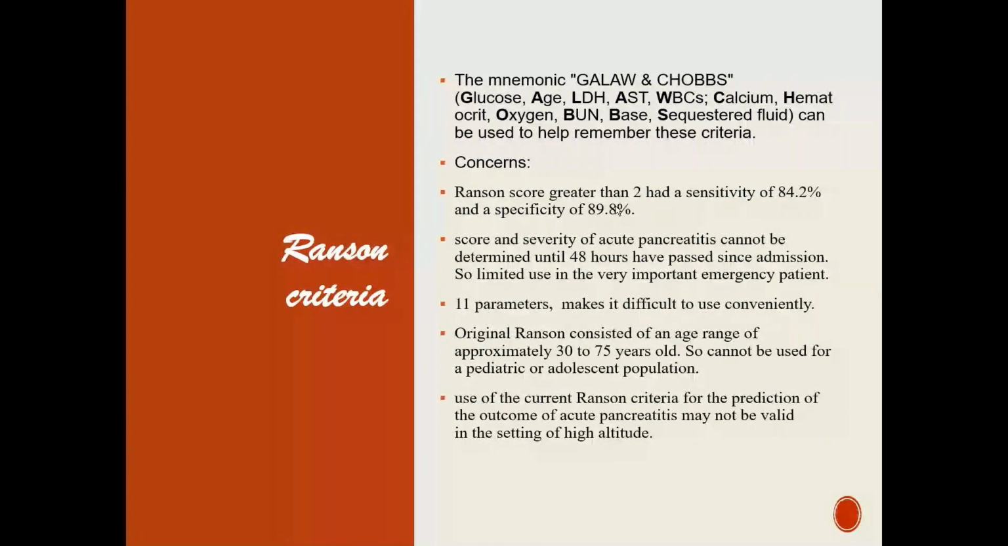So what happens below 30 and beyond 75? This group of patients, pediatric or beyond 75, are not very well diagnosed on the basis of Ranson's criteria, or I would say not triaged based on Ranson's criteria. The current Ranson criteria also cannot be a very good predictor for patients living at high altitude. So these are the concerns with Ranson criteria.